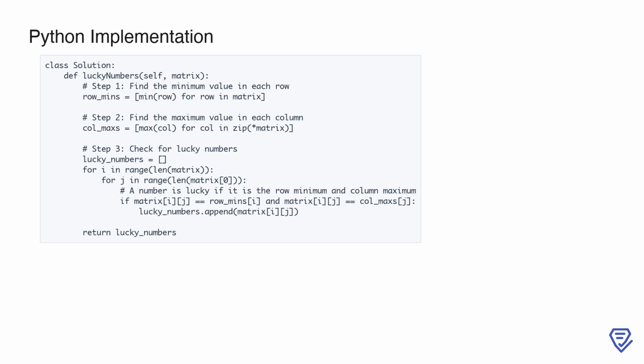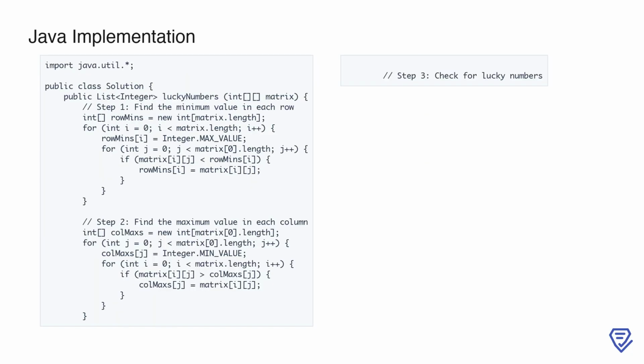The algorithm effectively handles edge cases, such as matrices with a single row or column, and ensures correctness for all inputs within the problem's constraints. Here, we start by defining a function called LuckyNumbers which takes a 2D integer array, or matrix, as input and returns a list of integers.